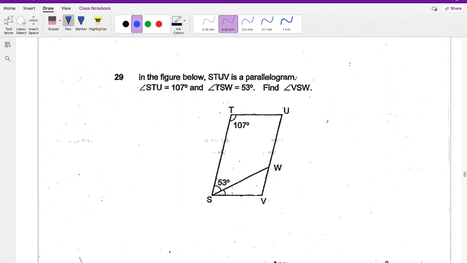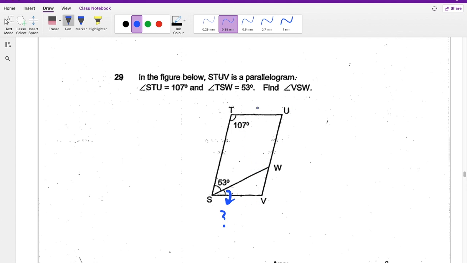In the figure below, STUV is a parallelogram. STU is 107 degrees and TSW is 53 degrees. Find VSW. It's very good practice, for what you want to look for, to put a question mark here, so you are very clear. This is VSW.